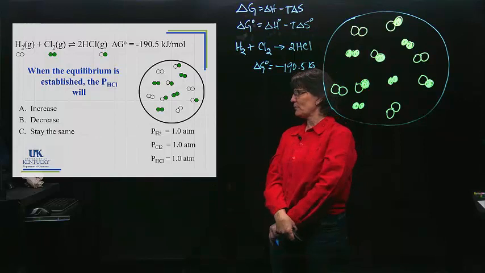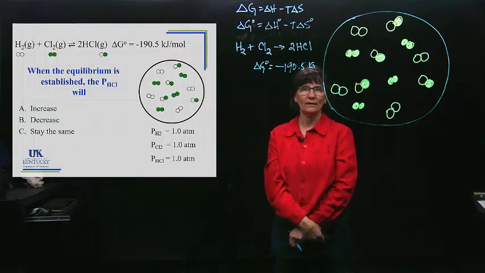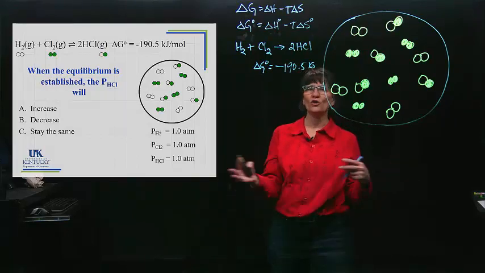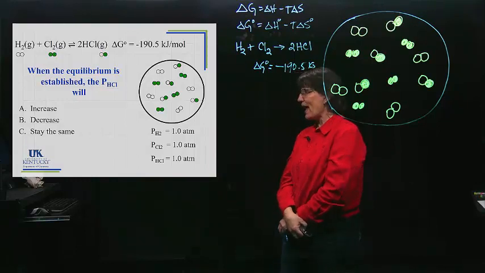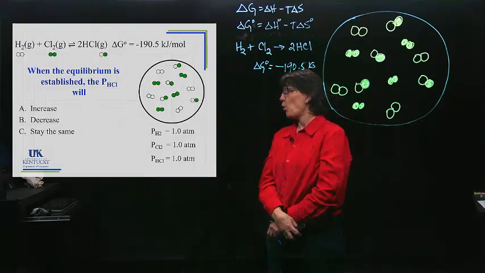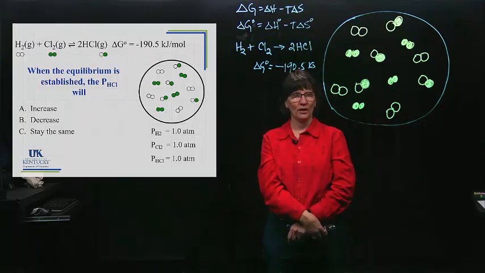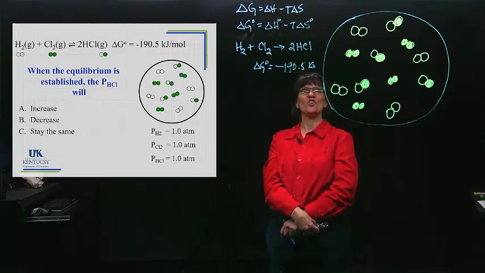Okay, so let's think about what this is going to do. When the equilibrium is established, eventually it's going to get there. It's going to proceed to the right until the forward and the reverse reaction are happening exactly at the same rate. When that happens, what is the pressure of HCl going to have done? Will it have increased? Will it have decreased or will it have not changed?